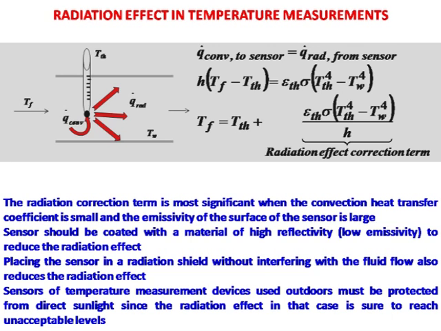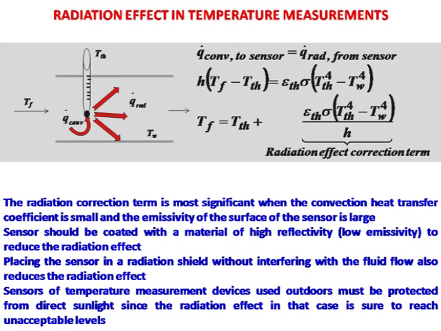How do I do that? Convective heat transfer: heat transfer coefficient h into T f, that is the fluid temperature, minus T thermocouple. The thermocouple is not going to show the same temperature as the fluid; there is a temperature difference. Why? Because there is a convective heat transfer coefficient h, a heat transfer between the fluid and my thermocouple or thermometer. Now that should be equal to epsilon thermometer. I had mentioned this when Professor Arun gave us an example: when I put a tennis ball in this room, what matters is the emissivity of the tennis ball, not the emissivity of the walls.